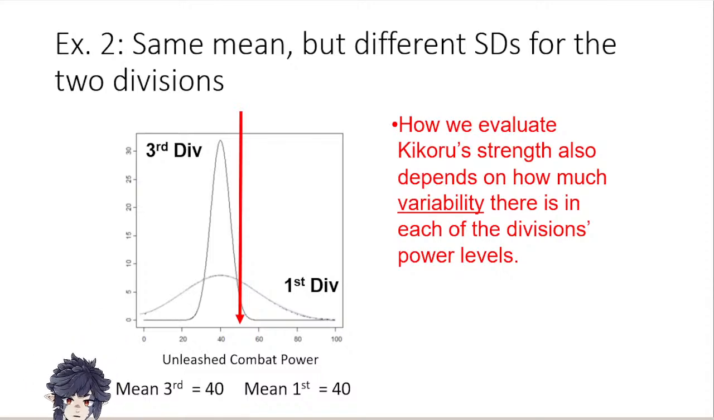We are not only evaluating whether she's above or below average for her division, we're also evaluating this in terms of how much variability there is in the division's power levels. We want to know how much or how little she is above or below average. And we can do that by taking variability into account.